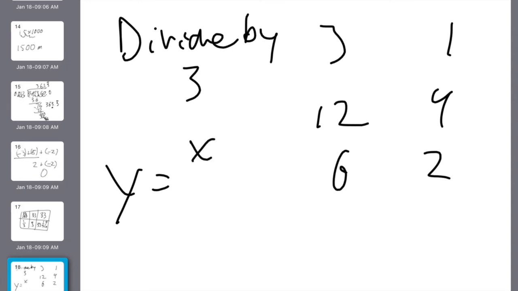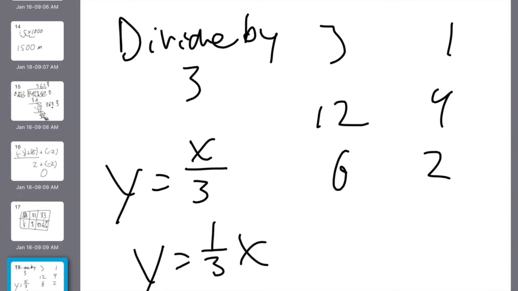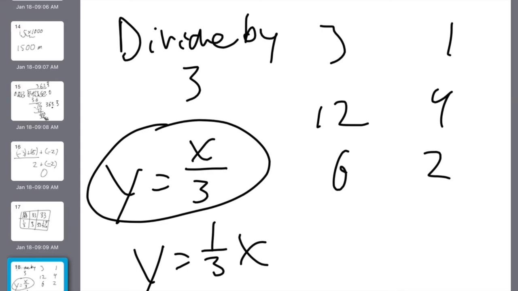Okay, now, can I write that as an equation? You bet. Y equals whatever x is divided by 3. Done. Some of you know that dividing by 3 is the same thing as multiplying by 1/3. A lot of math books would write it like this: y equals 1/3 x. It doesn't matter. They're both the same. Do whatever one makes more sense to you. You wrote divide by 3, so that one would be how you would write that as an equation.